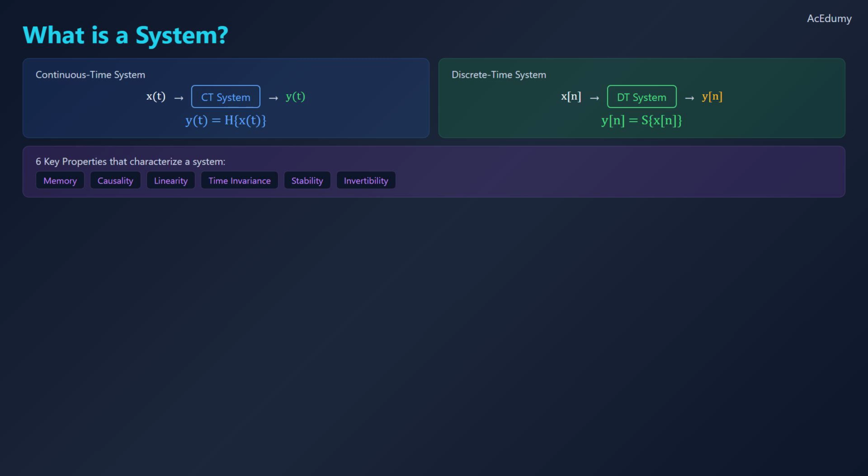For discrete time systems, the same idea holds. x of n maps to y of n through the operator S. Systems can be as simple as a multiplier or as complex as an audio equalizer. What matters is that we can fully characterize their behavior through these 6 properties.